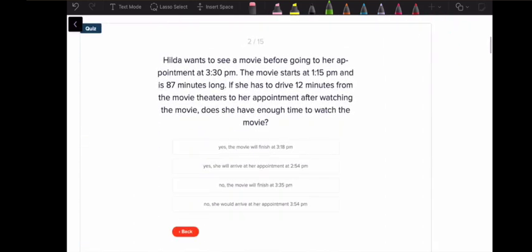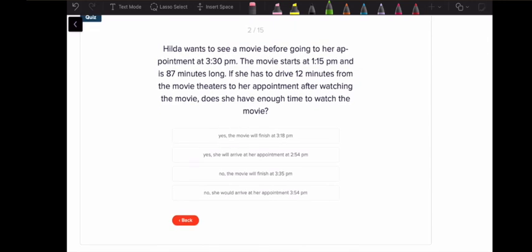Next problem. So in problem number 2, we have Hilda wants to see a movie before going to her appointment at 3:30. The movie starts at 1:15 and is 87 minutes long. If she has to drive 12 minutes from the movie theater to her appointment after watching the movie, does she have enough time to watch the movie?